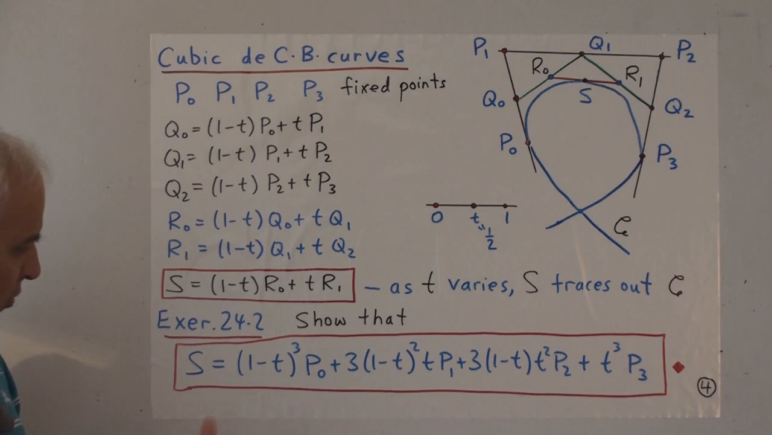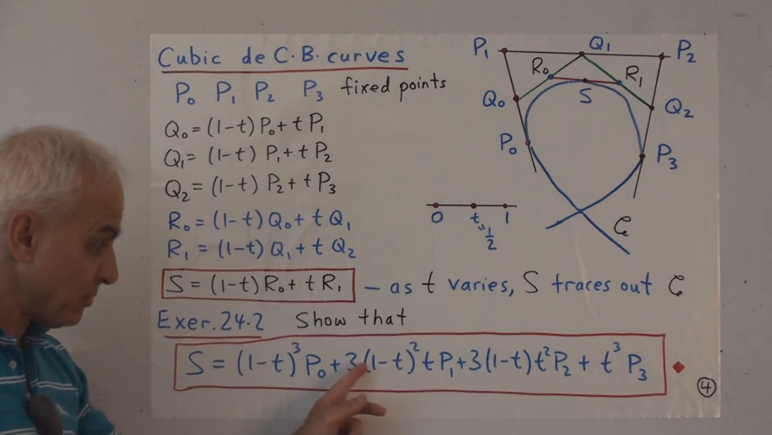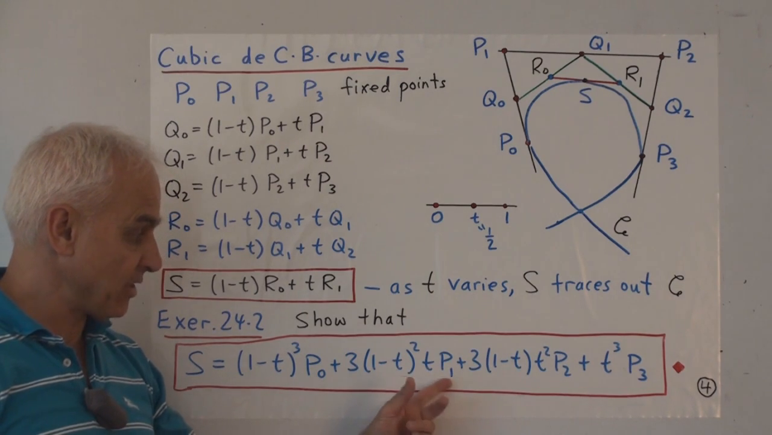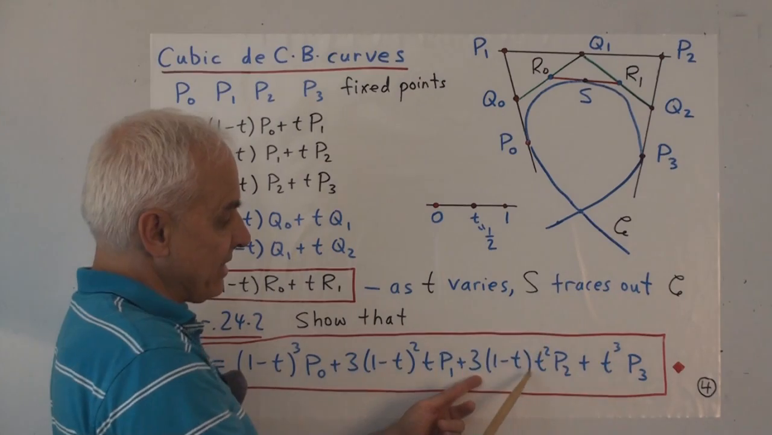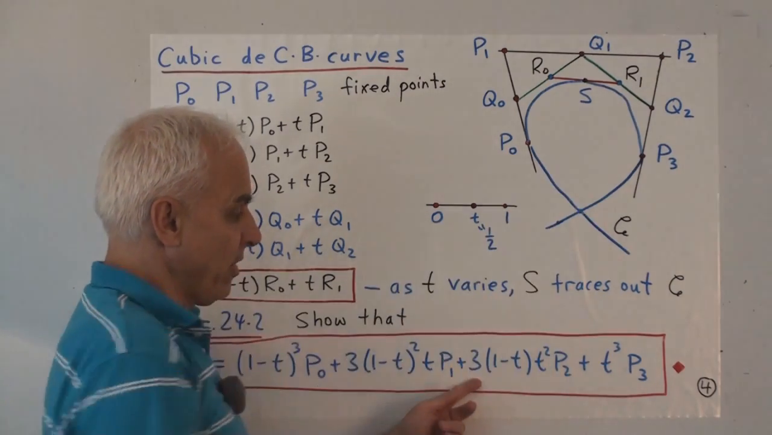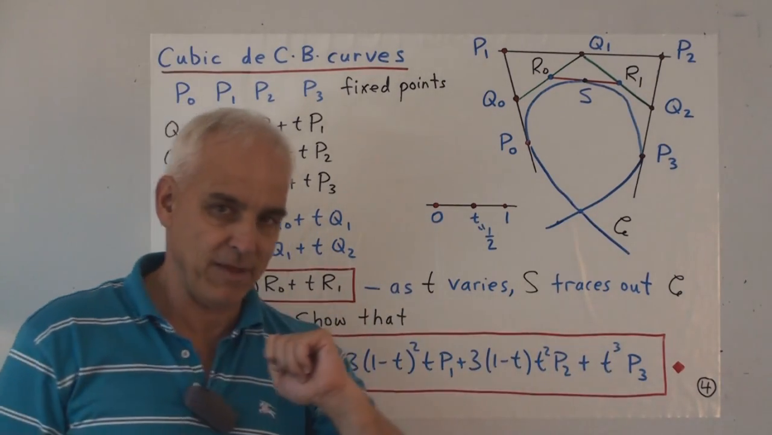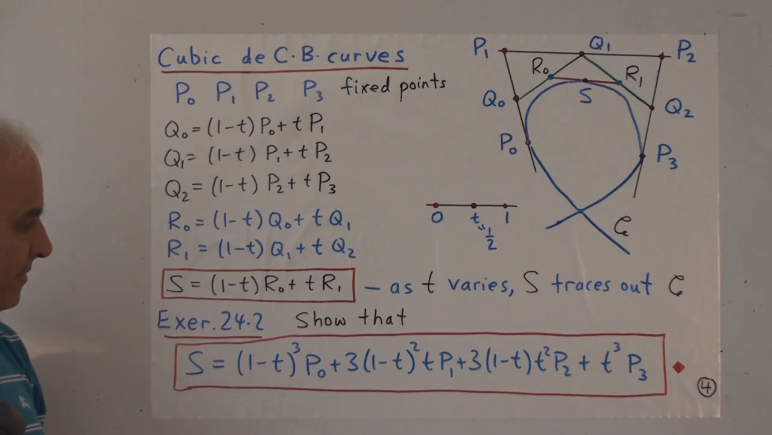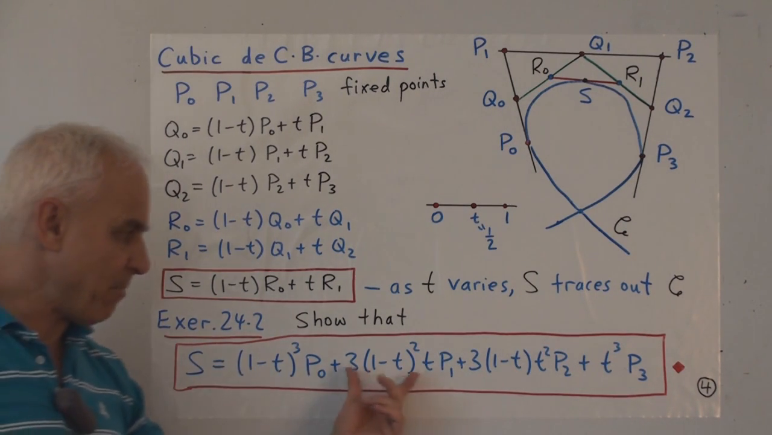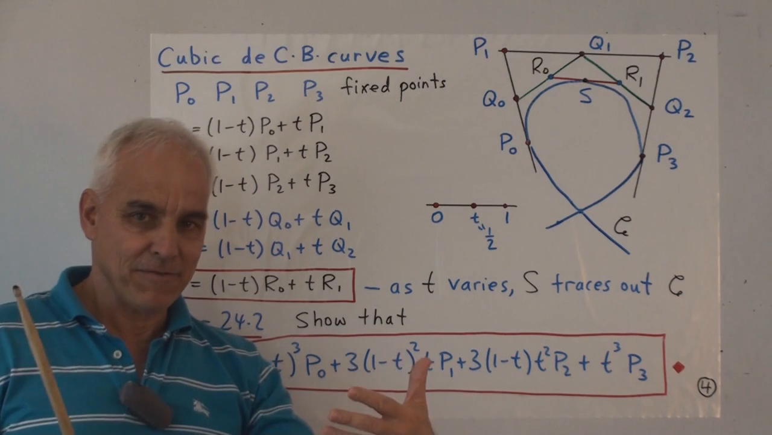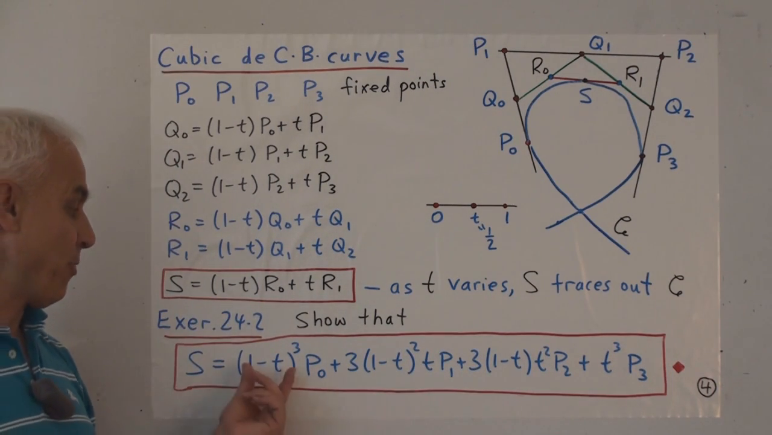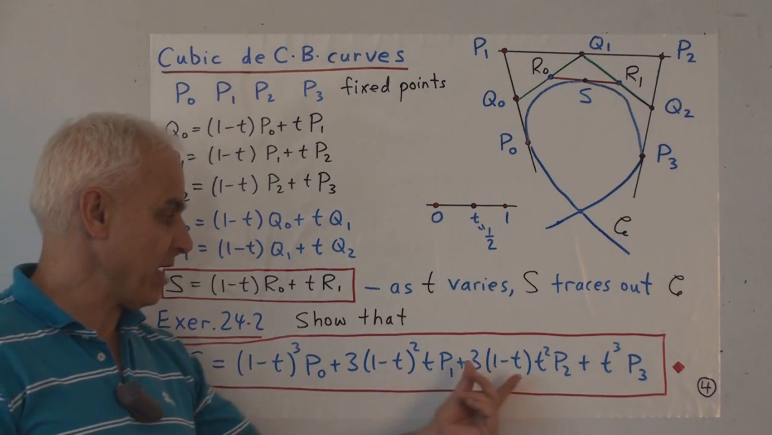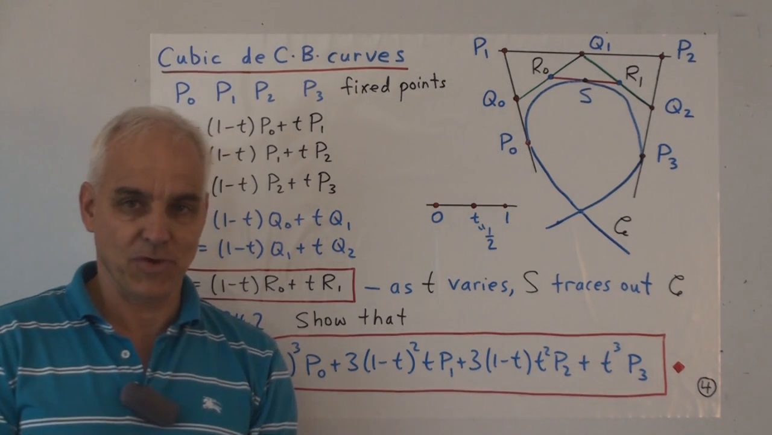And let's have a look at it. (1 minus t) cubed is the coefficient of P0. 3 times (1 minus t) squared times t is the coefficient of P1. 3 times (1 minus t) times t squared is the coefficient of P2, and t cubed the coefficient of P3. So I hope you can see the binomial theorem popping out here at you. And I hope you recognize that these are the Bernstein polynomials of degree 3.